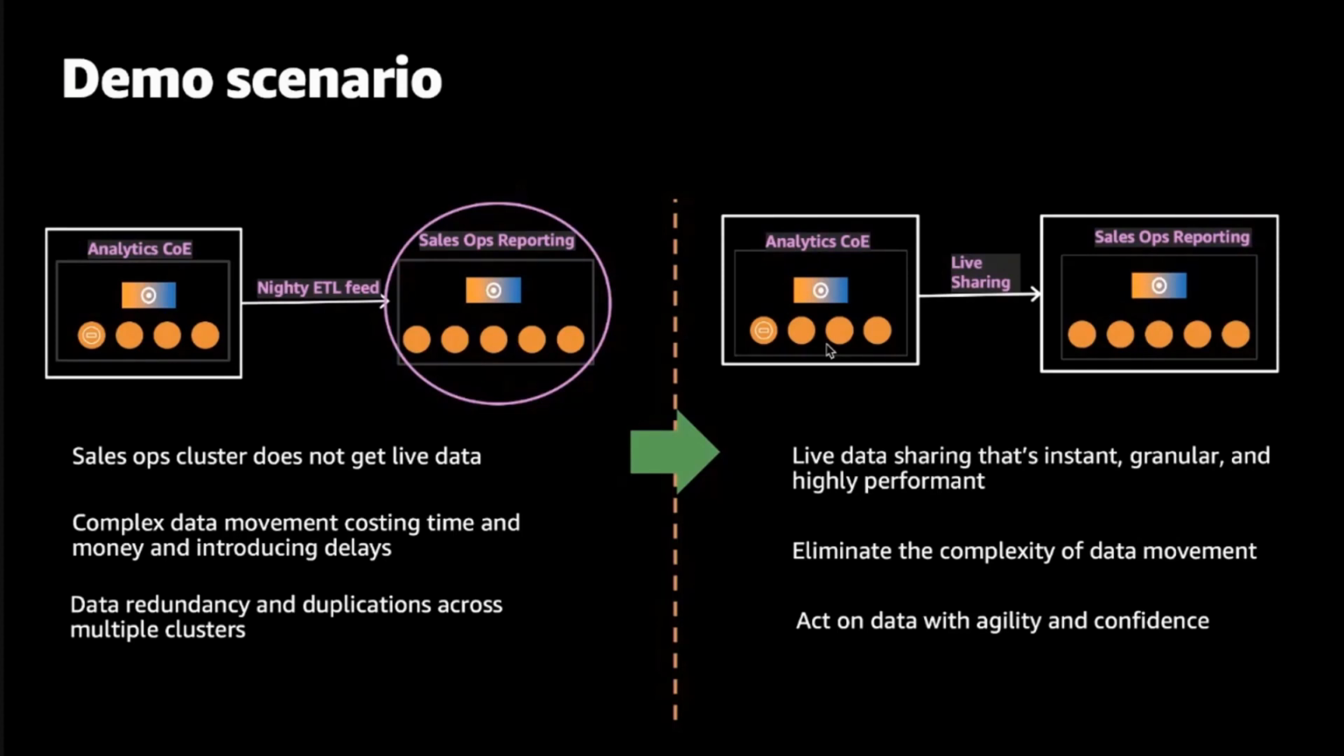And again, for illustration purpose, we have used the sales ops reporting as one consumer here, but data sharing allows access to as many consumers as you want. For example, from the central cluster, the data could be going to a marketing cluster, a finance cluster, or some data science cluster. So data can be shared to any number of consumers without concerns.